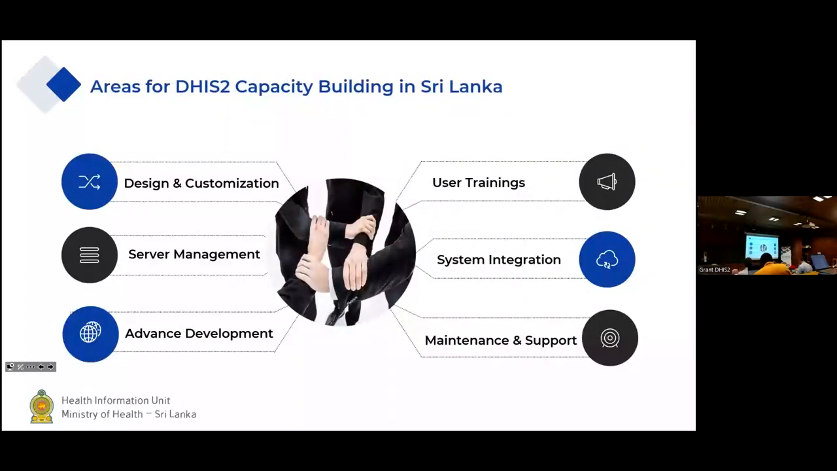As you are well aware, there are different areas of capacity building: design, customization, user training, system integration, server management, maintenance and support, and advanced development. If you take the hierarchy, there are top level people, and there are different tiers of capacity building required for different health workers.